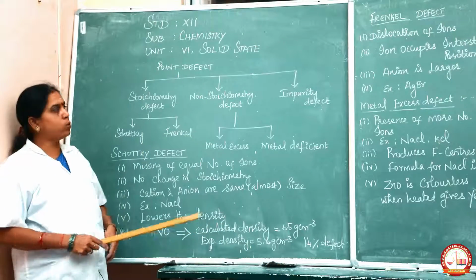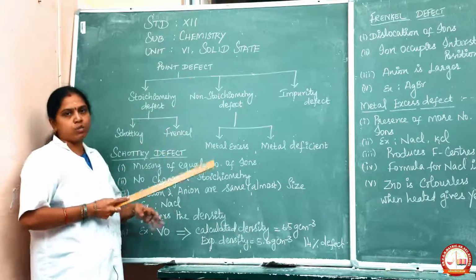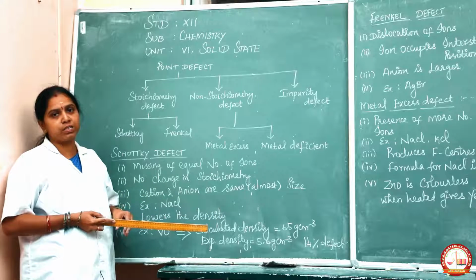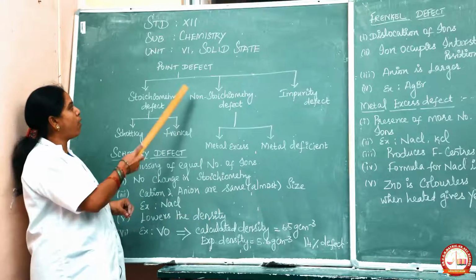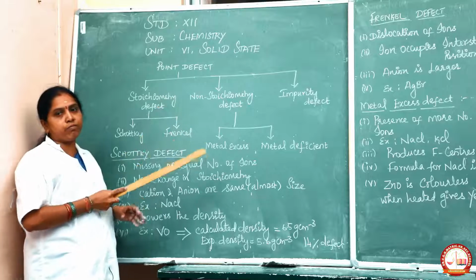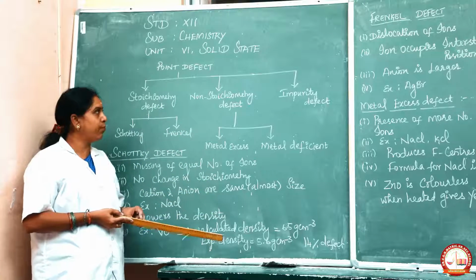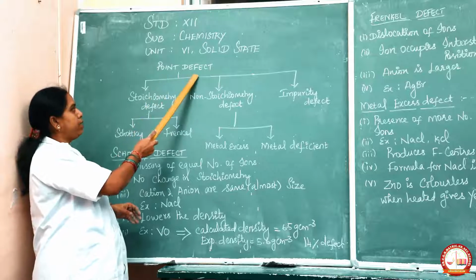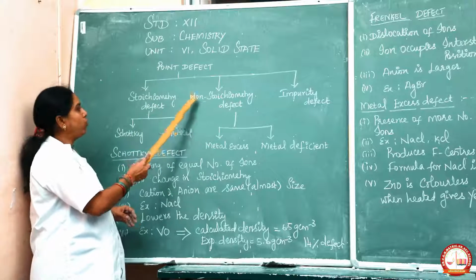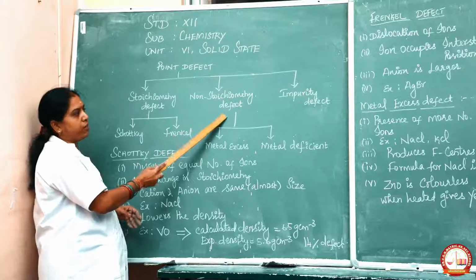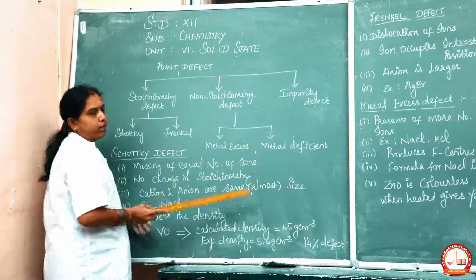Next we will discuss point defects. As I told you, among the 4 defects, the most common one is the point defect. Here the point defect is discussed in the case of ionic solids. So the point defect can be broadly classified into 3 types: stoichiometry defect, non-stoichiometry defect and impurity defect.